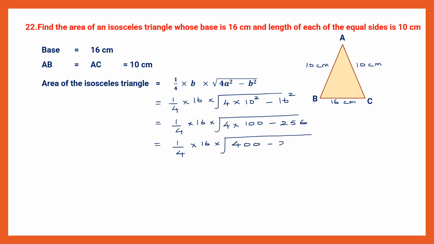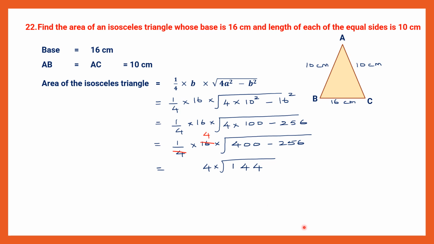So here let's see what all we can work out. We can cancel this 4 and 16, so that becomes 4 4s are 16. So here we can write 4 into the square root of 400 minus 256. So 400 minus 256 is 144. So now all we have to do is find the square root of 144 and multiply that by 4.